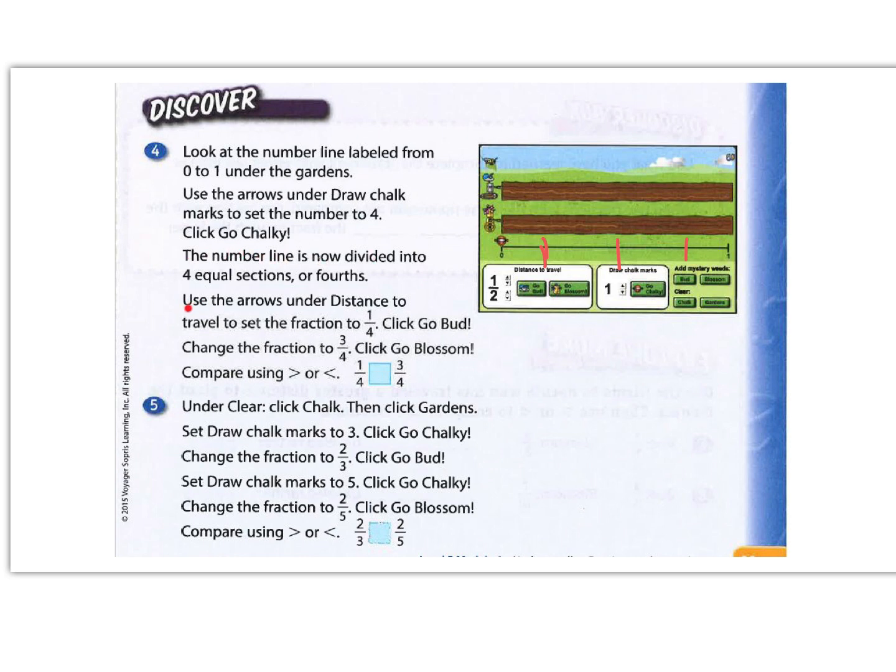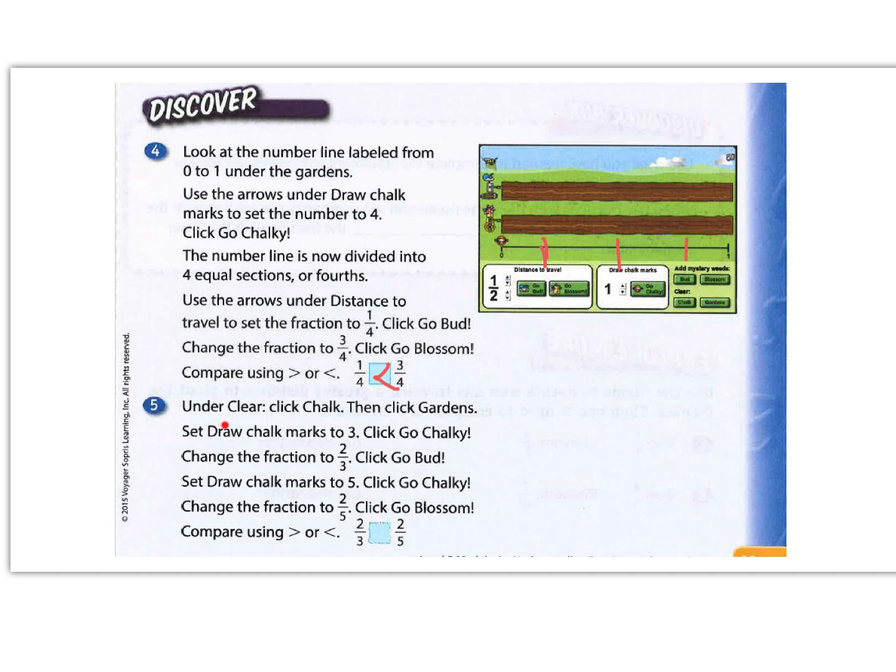Then it says use the arrows under distance to travel. So right here, distance to travel, to set the fraction to 1/4. So you're going to change the fraction to 1/4. Then click Go Bud. Then change the fraction to 3/4. Click Go Blossom. Compare using greater than or less than. So 1/4 and 3/4. You will see things on your screen to be able to compare. Well, we know that 1/4 is less than 3/4, and you will be able to see that on your screen. So you'd say 1/4 is less than 3/4.